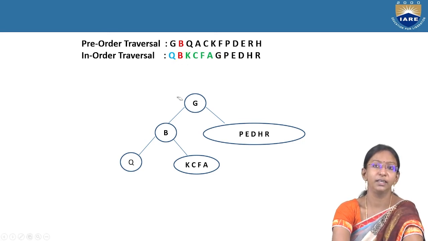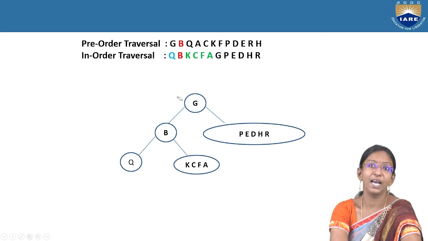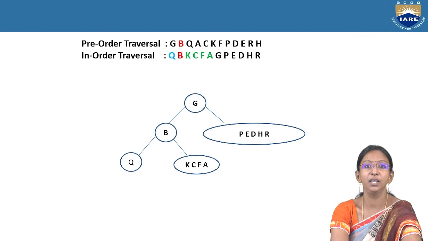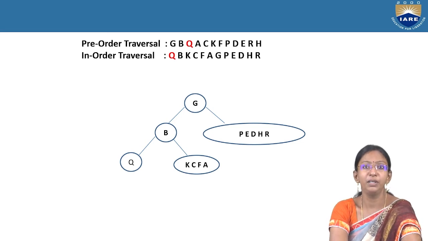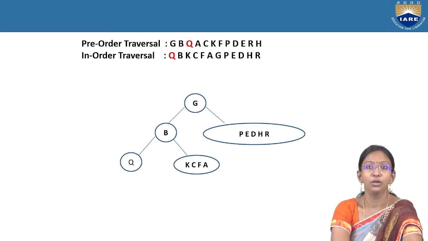G is already taken. It is the root. So G acts as a boundary. So K, C, F, A will be the right children of B. Next, the next element in pre-order is Q. So is Q having any left element? No, in order. Coming to right, B is there, but it has already been taken as its parent. It is the parent of Q. So you cannot touch. So we understand that Q is a leaf node.